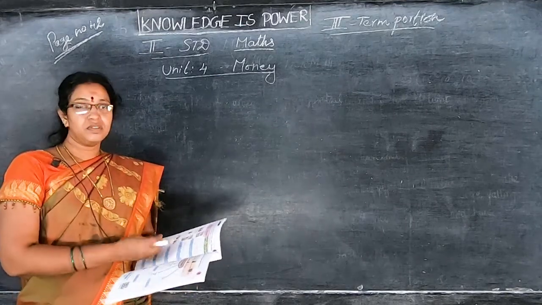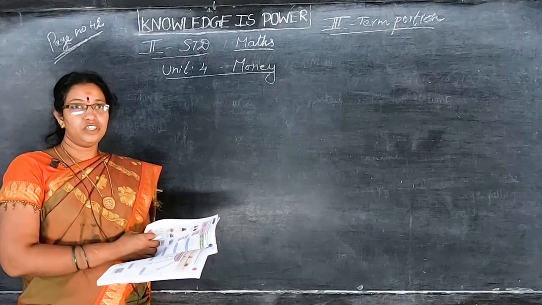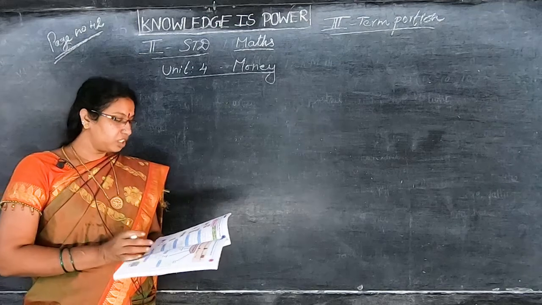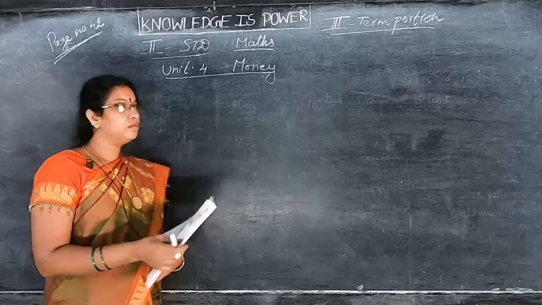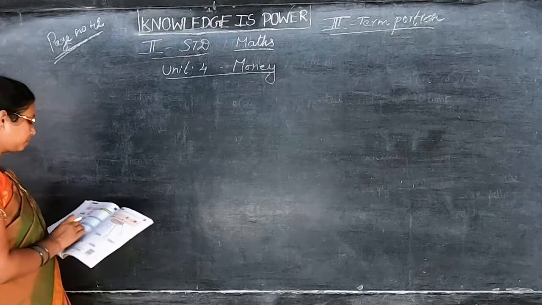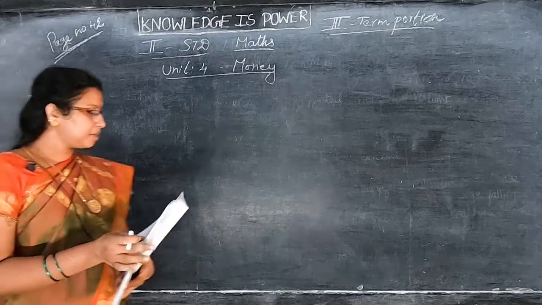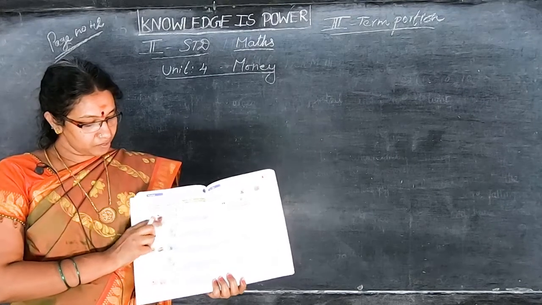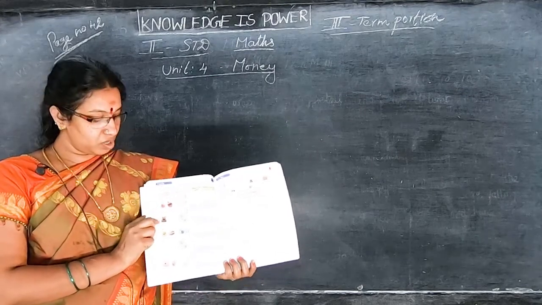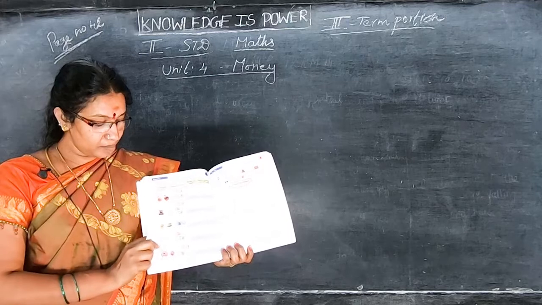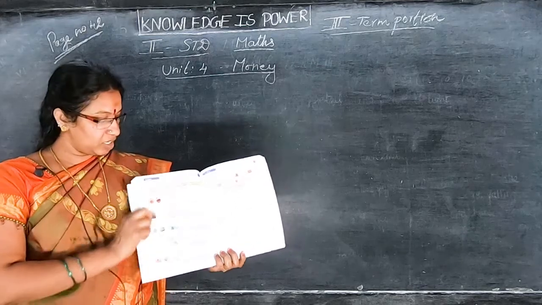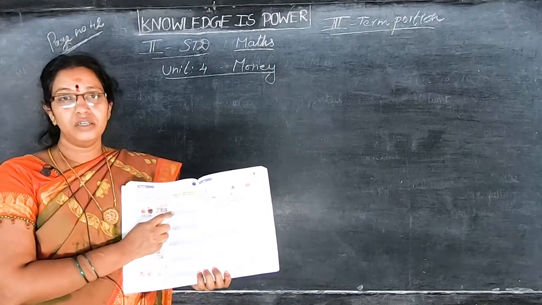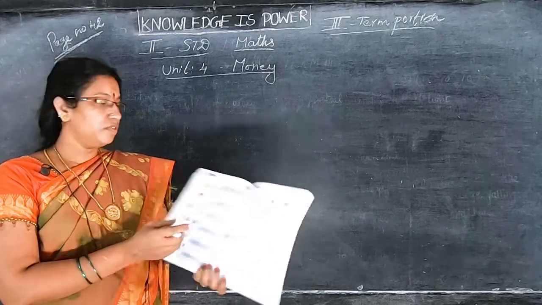In the last class, we saw money in unit 4. We are going to continue from page number 42. All of you take page 42, children. See here, they have given the price of some fruits, dolls, toys and ornaments and some things. They have given the price and money. We are going to see the total, how much the total cost is.